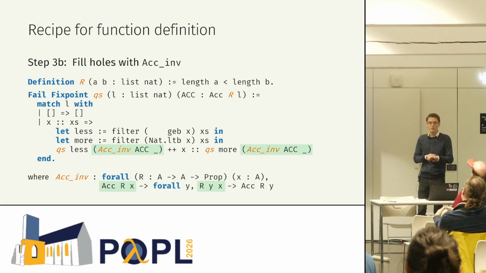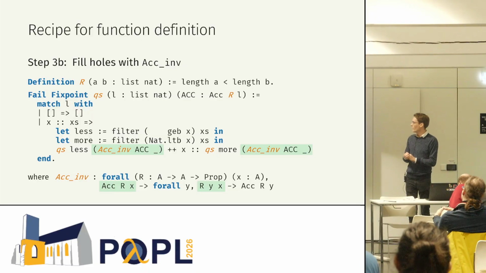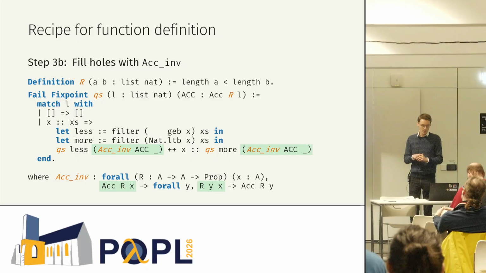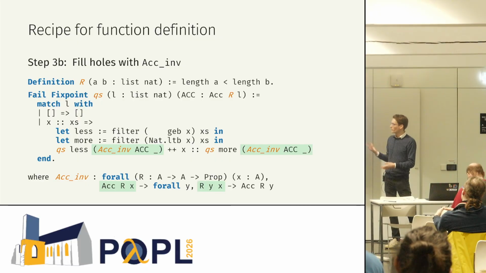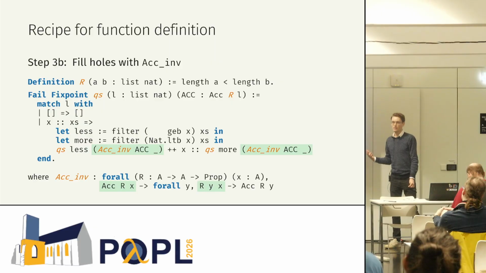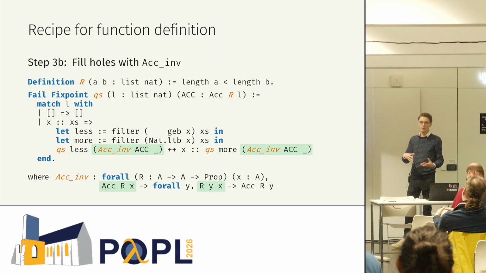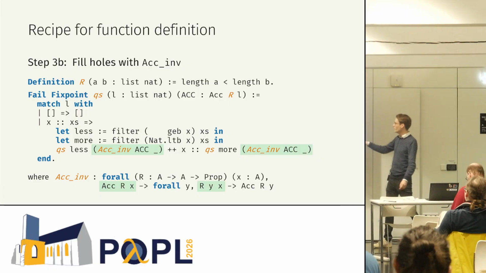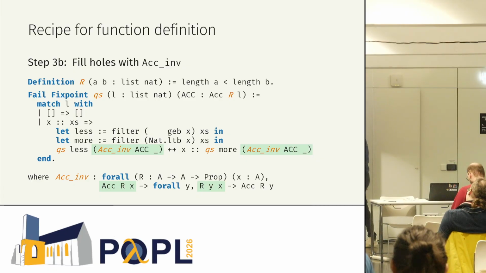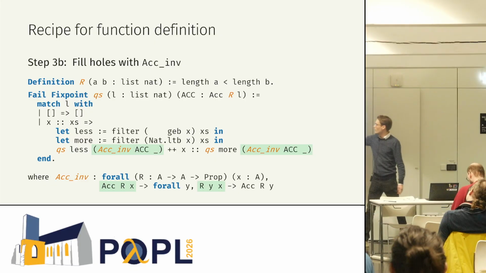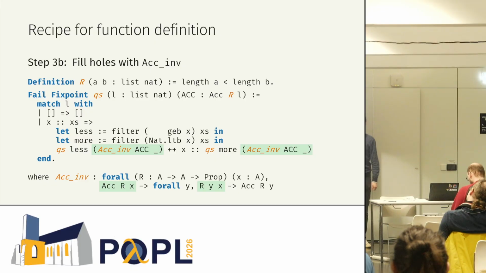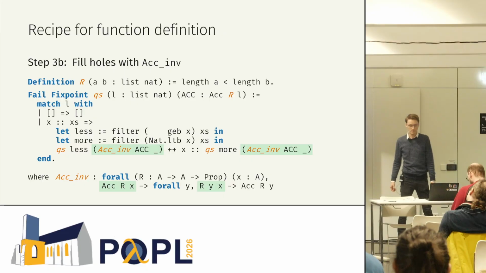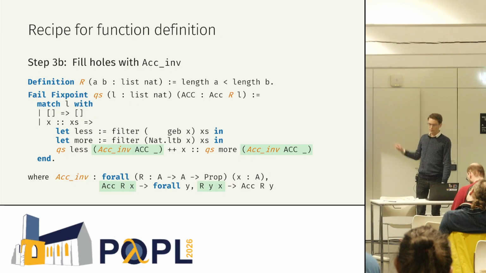Leroy suggests to use the inversion lemma Acc_inv for this, and since Acc is inductively defined, you can essentially extract the accessibility of smaller elements, and you only need to give a proof here in these holes of the fact that less is indeed smaller than our argument L. And so there are two holes here.